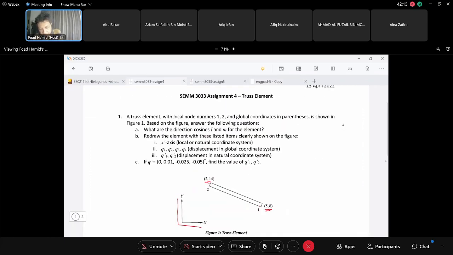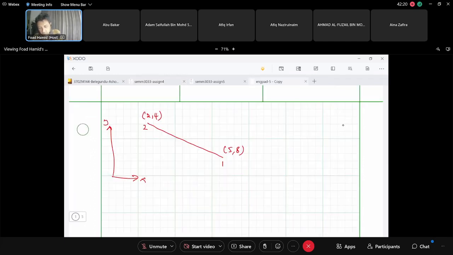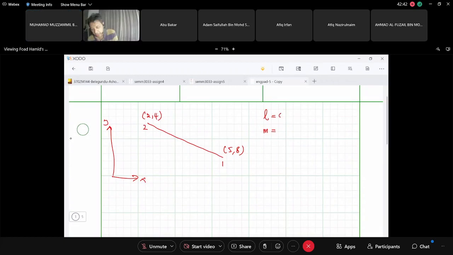what are the direction cosines L and M for the element? So what is L? And what is M? Anyone? Cos theta. L is cos theta, right? M is of course sine theta. So now the question is, where is my theta?